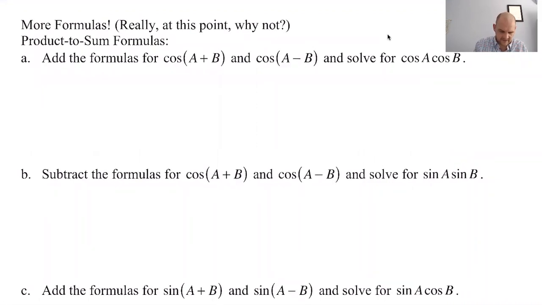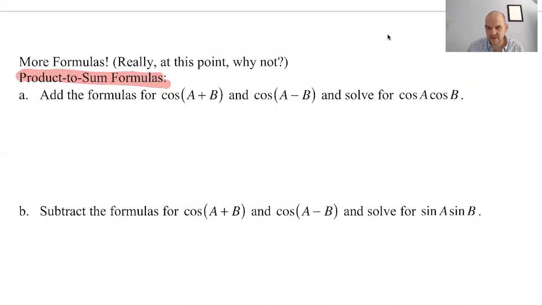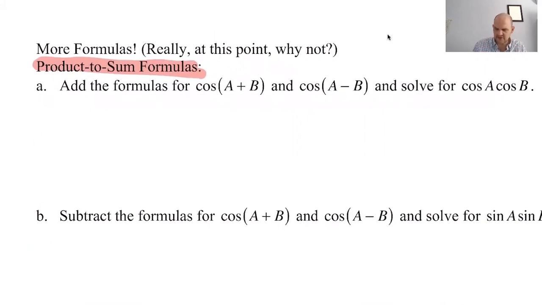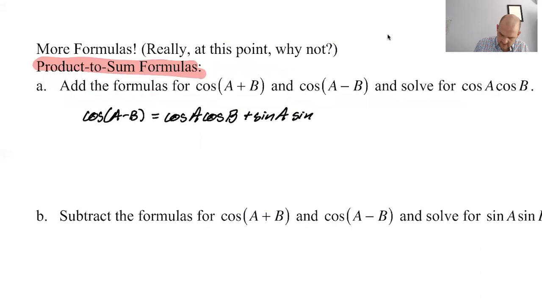These are going to be called the product to sum formulas. We're going to get a formula that takes a product and turns it into a sum. The way you get them is you add or subtract the sum and difference formulas for either cosine or sine, depending on what you're looking for. For example, I'm going to start with cosine of a minus b, you'll see why. Cosine of a minus b is cosine a cosine b plus sine a sine b.